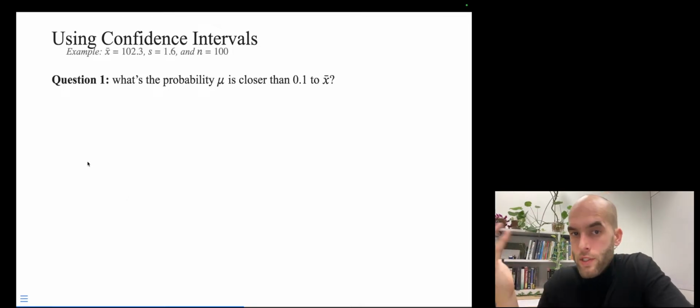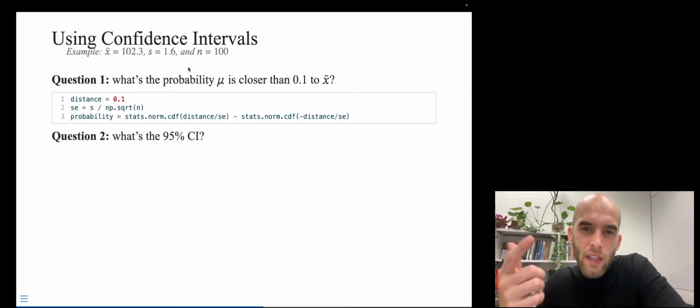So we're just going to center the confidence interval around the sample mean. And I made a mistake in the slides here. This should be sigma. So we know sigma to be 1.6. We have a sample mean of 102.3. And then we walked through this example.